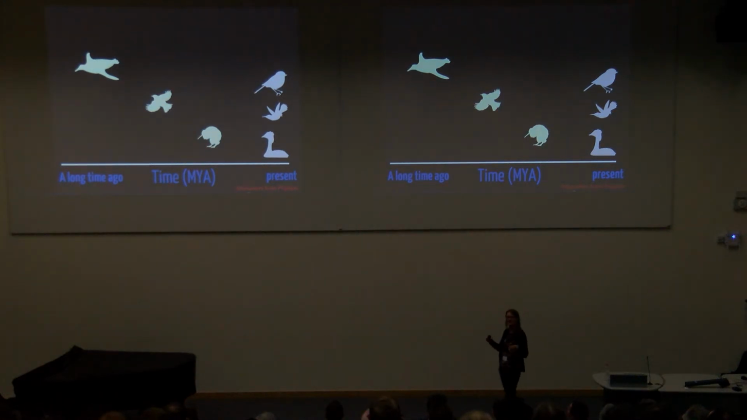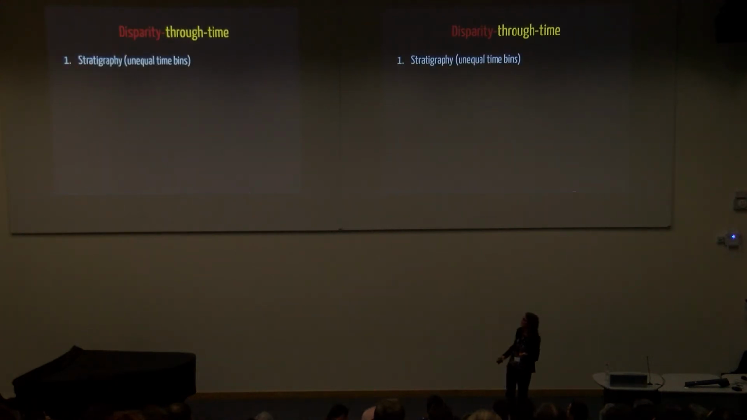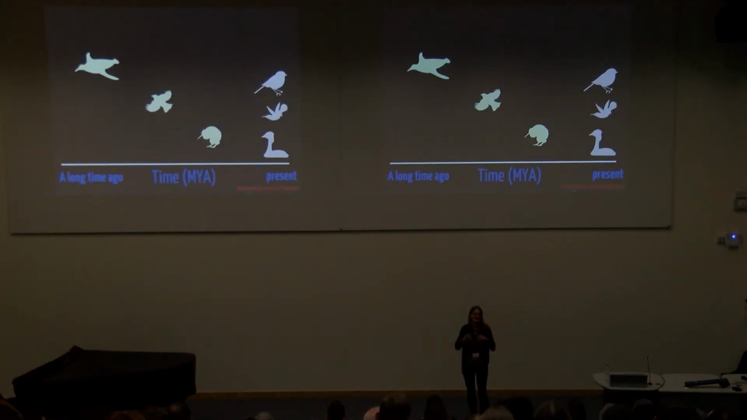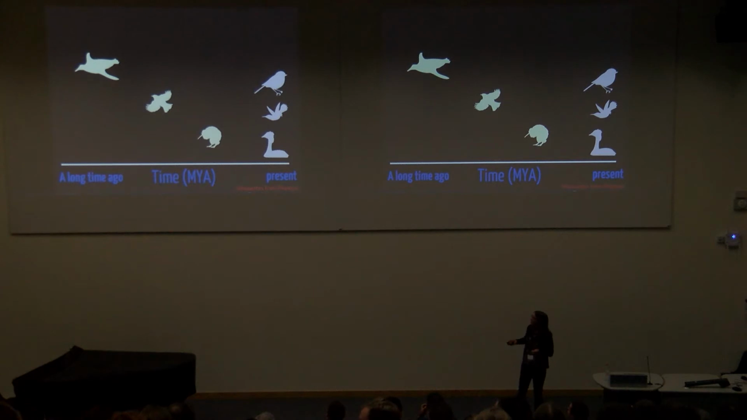We might be interested in how the disparity of that clade is changing through time. And so these are our taxa that we've got. We've got some which are extinct, and we've got a few which are still existing in the present day. Now, of course, the problem with this is, as I was saying, disparity is a diversity metric, so you need more than one individual in order to be able to actually calculate a disparity score.